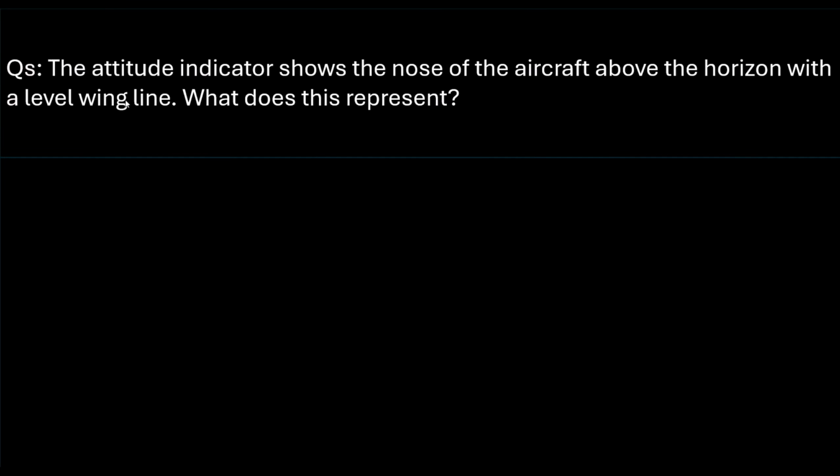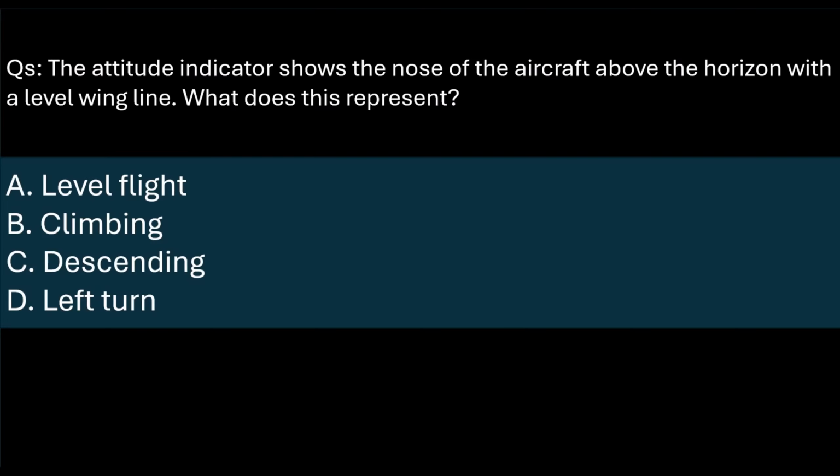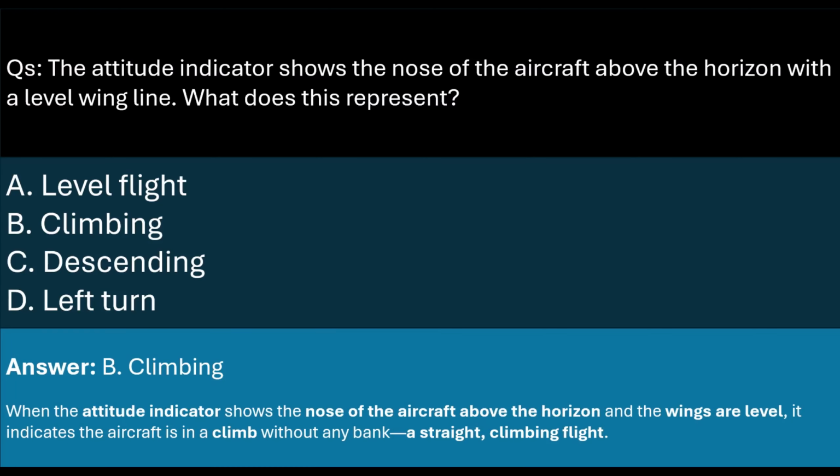Here is question number 8. The attitude indicator shows the nose of the aircraft above the horizon with a level wing line. What does this represent? I think it's a climbing position, as the nose is above the horizon line with a level wing line. The options are level flight, climbing, descending, left turn. You can guess not descending, not left turn. It's level flight or climbing. It's climbing, because the aircraft nose is above the horizon with a level wing line. So the answer is climbing.